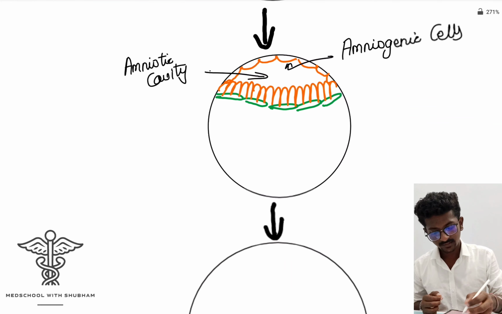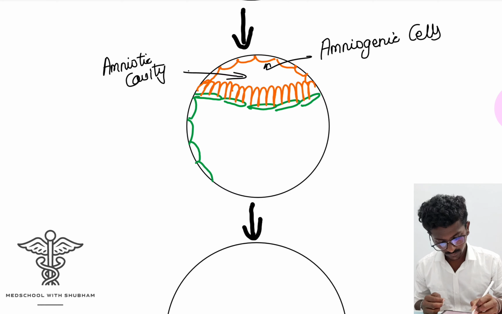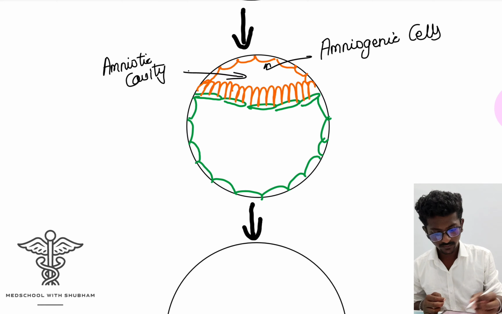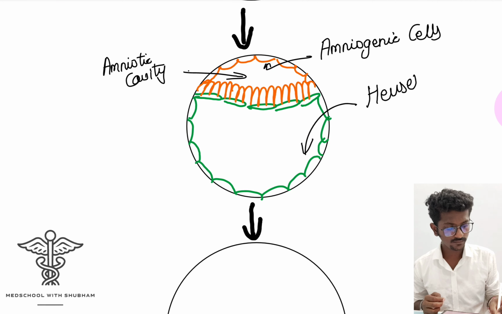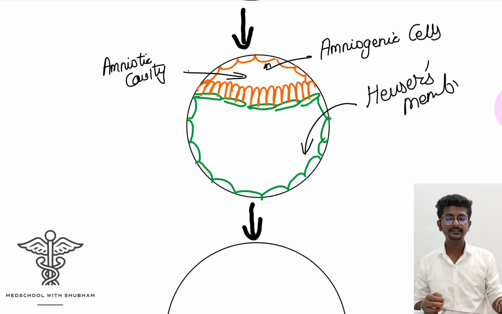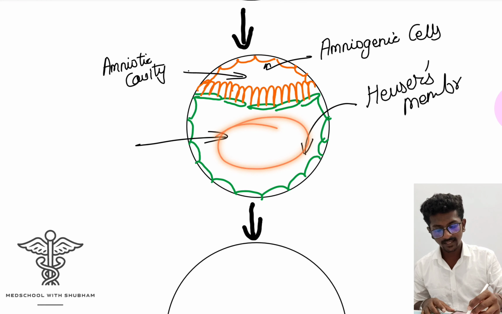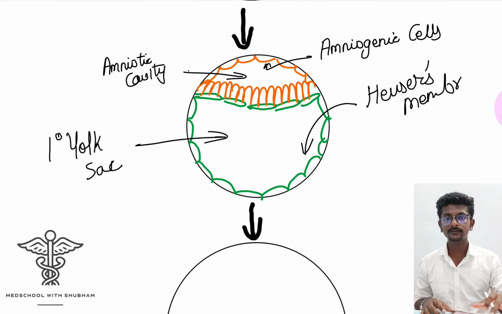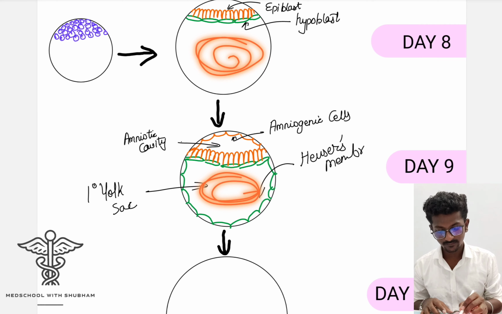Similarly, the hypoblast will also start proliferating, and it will cover the lower cavity in this form. Now these cells are called Heuser's membrane, and this Heuser's membrane shall be lining a cavity which is below this one. This cavity is called the primary yolk sac. Initially, this primary yolk sac was this cavity.